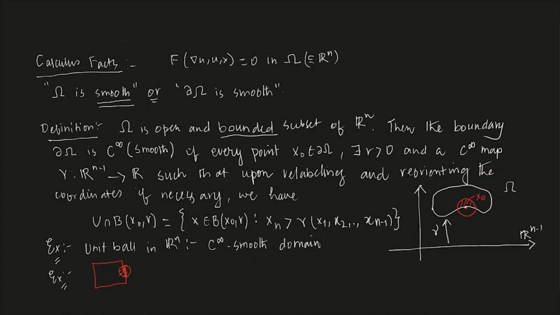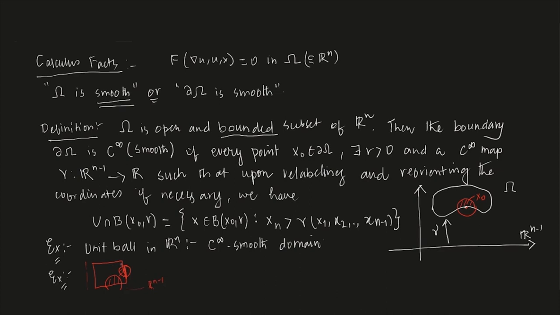What is a C infinity function in this case? This one, right? So the line. If you reorient the axis, you can think of this line as like this, and you have an axis like this, this is your Rn minus 1, and this part is always above the graph of a C infinity function. What is the C infinity function in this case? This is a line, right? So this is a linear map. And obviously this is C infinity, and hence this is a smooth domain.